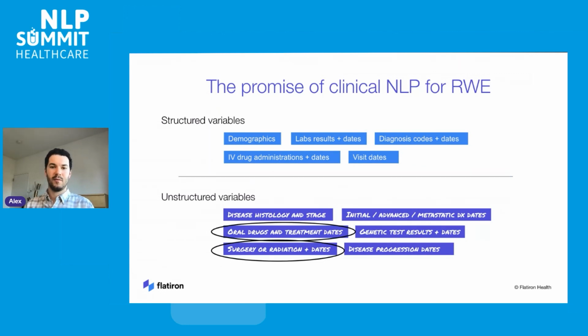So we're building models for several treatment variables, including oral drug start and stop dates, surgery dates, and radiation treatment dates. And these extensions are requiring some generalizations of the model, such as ensuring that the same model can be used to extract different drug treatments. We're also extending the architecture for multiple dates, such as disease progression, which can occur many times over the course of a patient's journey. And this is forcing us to modify how we think about rolling up the sequence predictions.